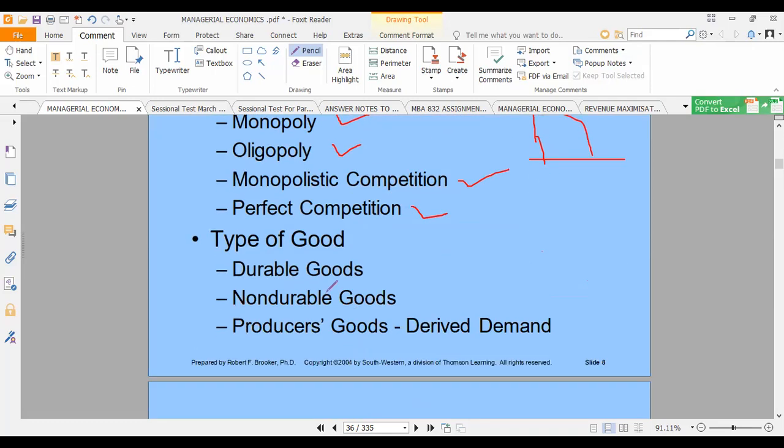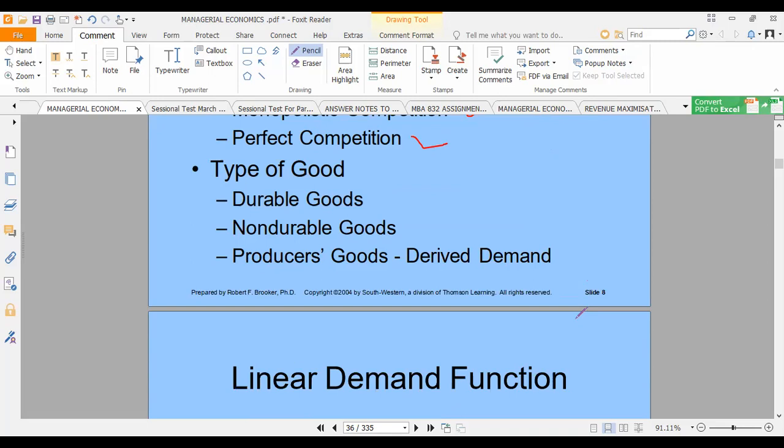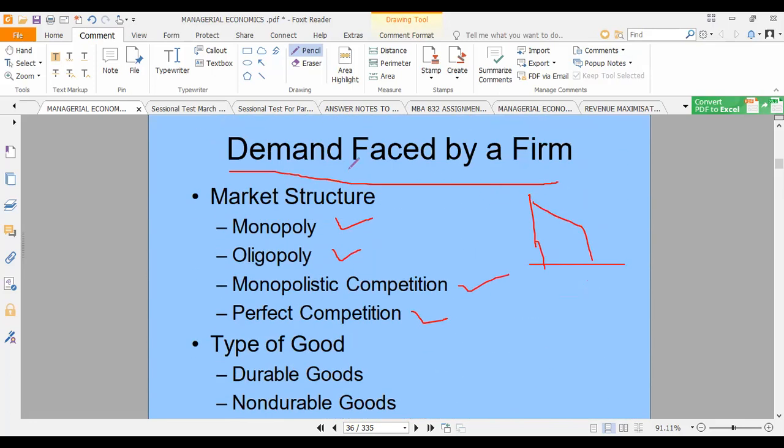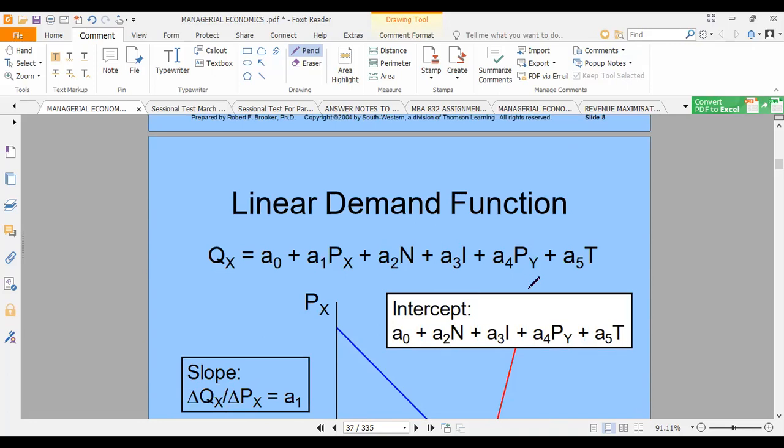So we have the following kinds of goods. We have durable goods, non-durable goods, producer goods, complementary and substitute goods. We also have public goods and merit goods. And so these types of goods are what form the demand for the market.